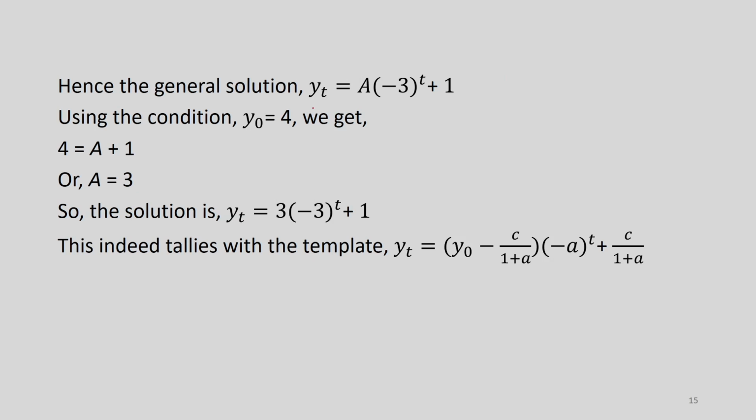Therefore, the general solution is this: yt is equal to the CF plus the PI, A multiplied by minus 3 to the power t plus 1, and I have to use the initial condition which was y0 is equal to 4. That is, if you take t is equal to 0, then on the right hand side you are going to get A multiplied by 1, because minus 3 to the power 0 is 1, plus 1, that is A plus 1, and on the left hand side y0 is equal to 4.